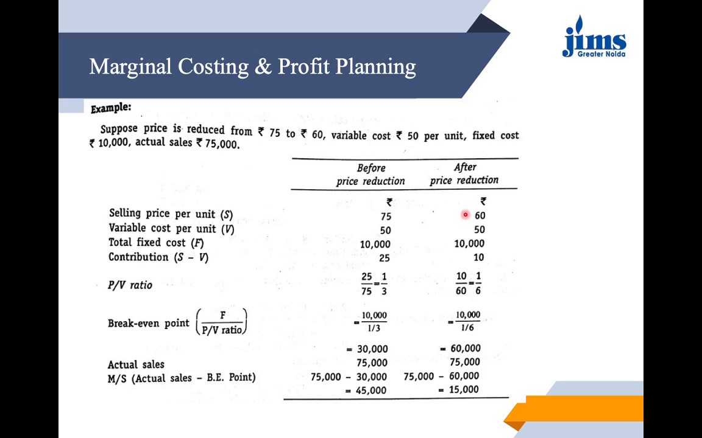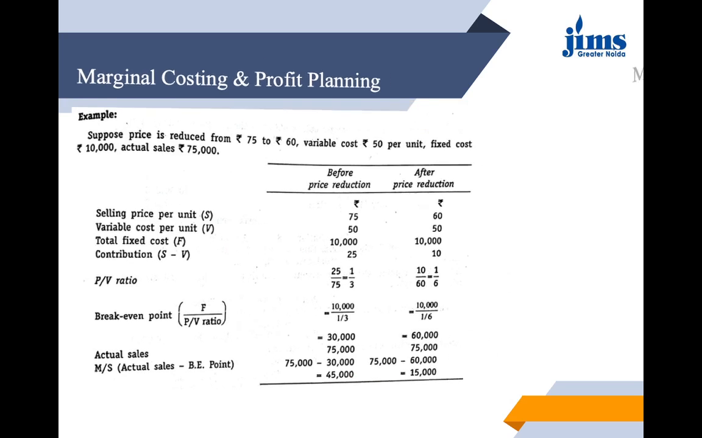Selling price per unit reduced. Variable cost per unit remains same. Total fixed cost remains same. Contribution will get changed. That is your selling price minus the variable cost. So PV ratio will also change. Break-even point is simply your fixed cost upon the PV ratio. We can calculate it, and it is coming out to be different from actual sales, that is 75,000. So we can calculate the margin of safety in both the cases. Before reduction it was 45,000, but after reduction it has got reduced to 15,000.